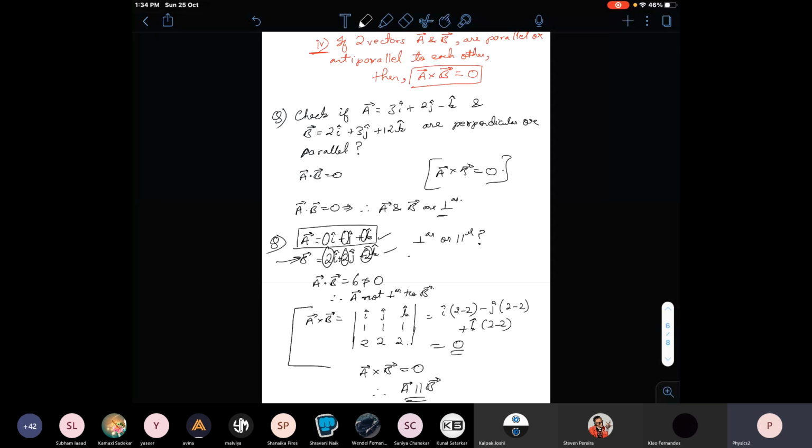You must have got your modules. You must have given your tests. You have many questions with you. If you want reference books, the best book for practice is H.C. Verma. There is no replacement for that.